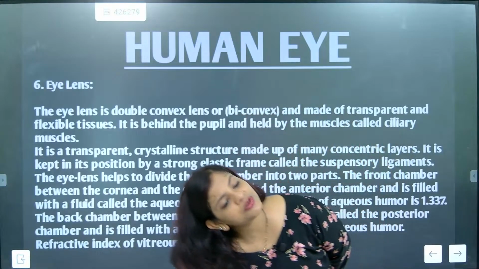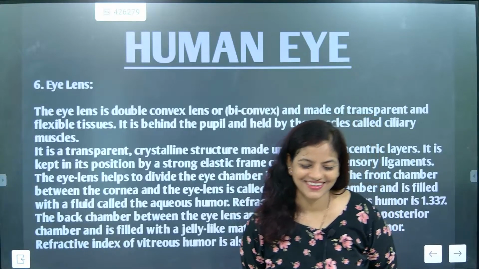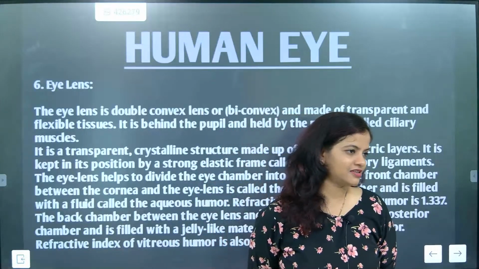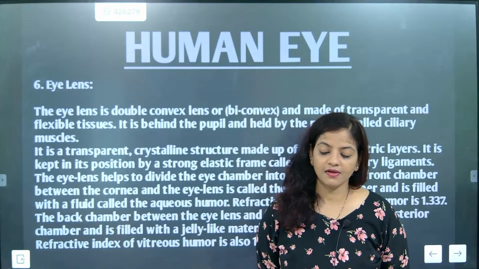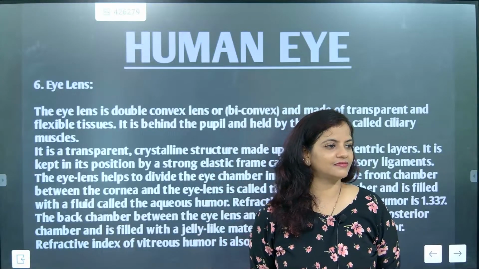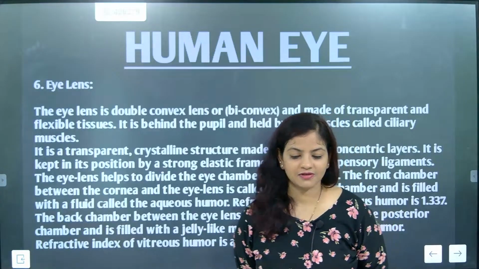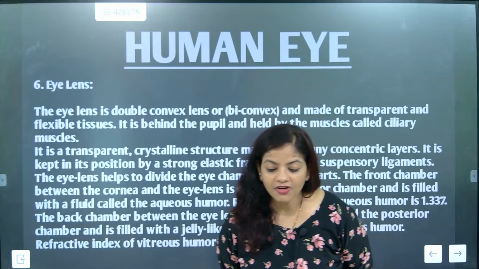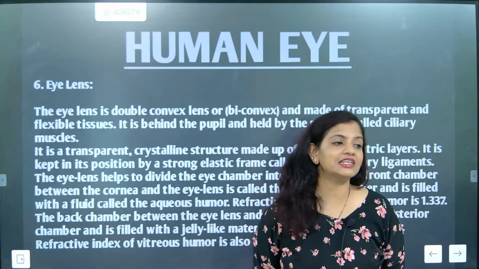Which type of lens is present in the human eye? Concave or convex? Absolutely correct, beta. The shape of the lens is convex. Understood. Is a convex lens converging or diverging? The correct answer is that a convex lens is converging.